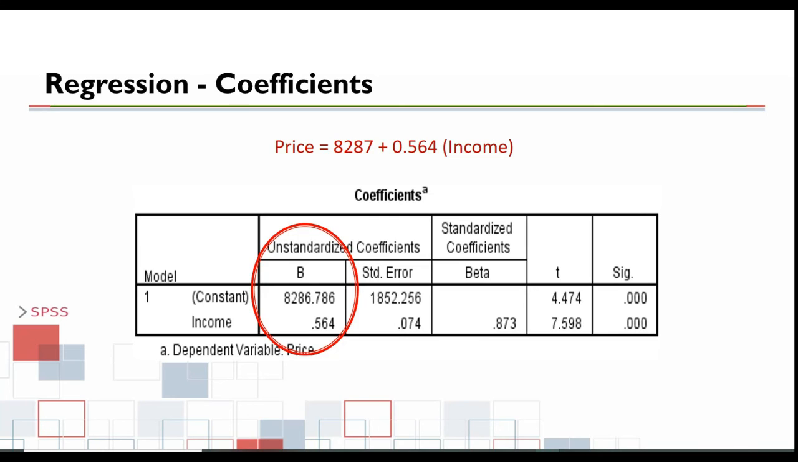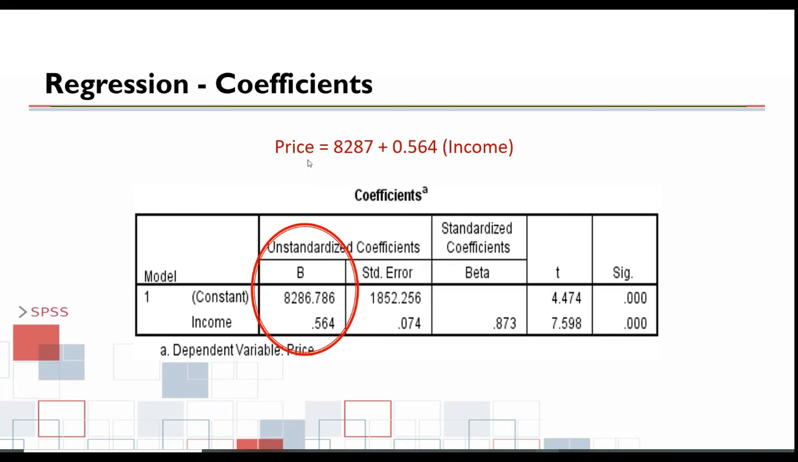So the coefficient table provides us with the necessary information to predict price from income, as well as to determine whether income contributes statistically significantly to the model by looking at the significant column over here. And we can see that yes, this is significant.